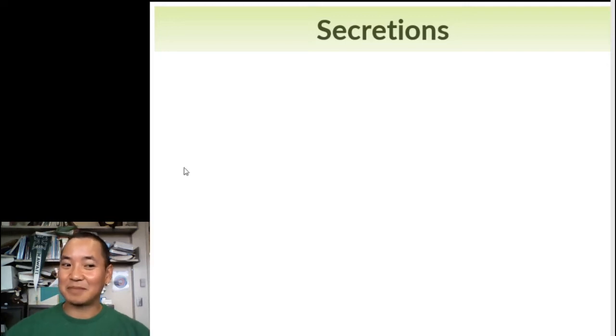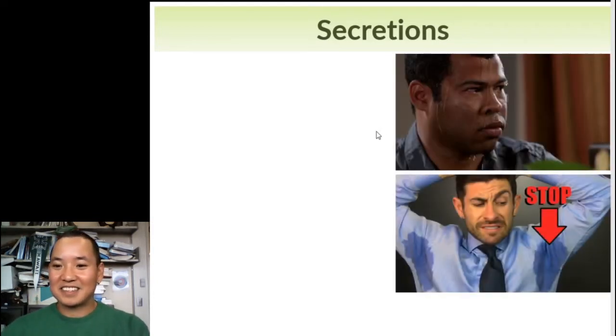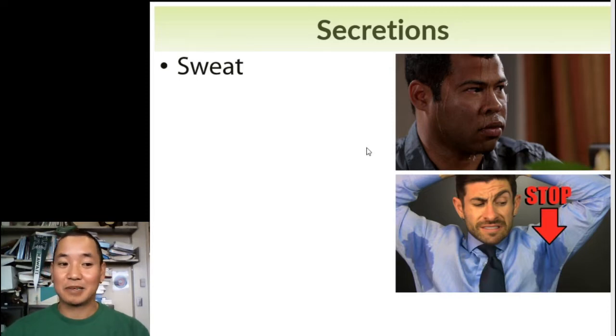Right? So again, all that moisture is going to cause the cotton candy to dissolve. So yeah. All right, so secretions, again, sweat. That's also a type of secretion, and guess what? It's also an innate defense against microbes.